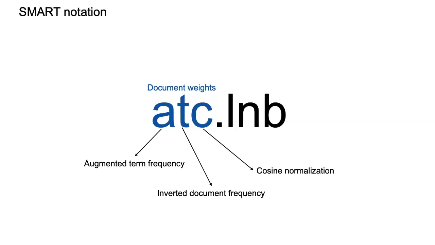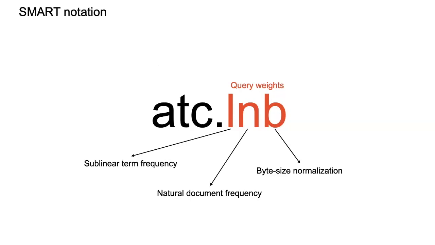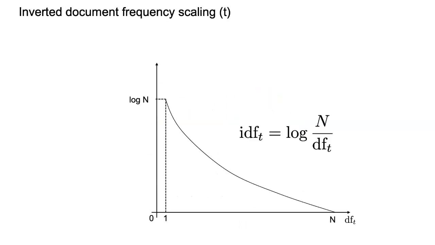ATC would mean for the document, it's the augmented term frequency, the IDF because of T, and the Euclidean norm because of C. And then this is the query side. On the query side, we interpret the query vector with this sublinear term frequency, the natural document frequency here, and the byte size normalization of the query. And you can come up with any combination you'd like with these letters. And with these formulas, you're able to compute them.